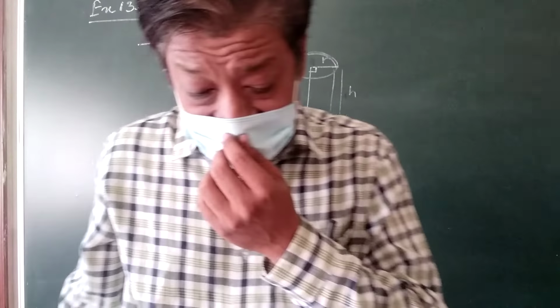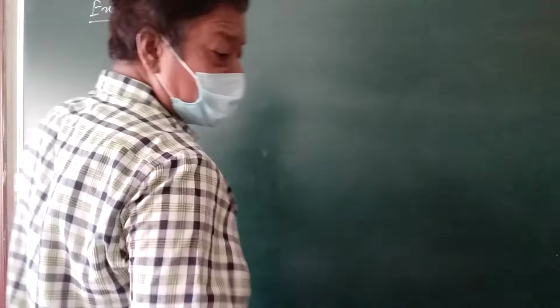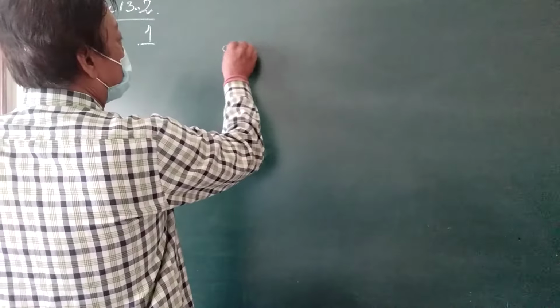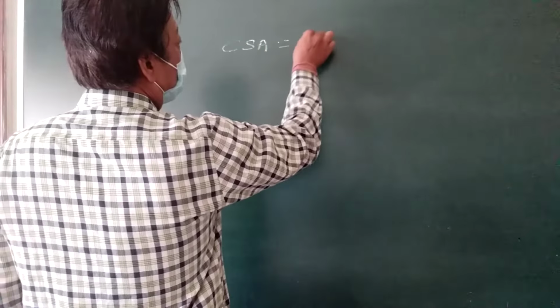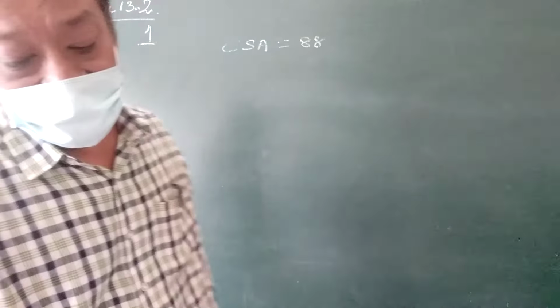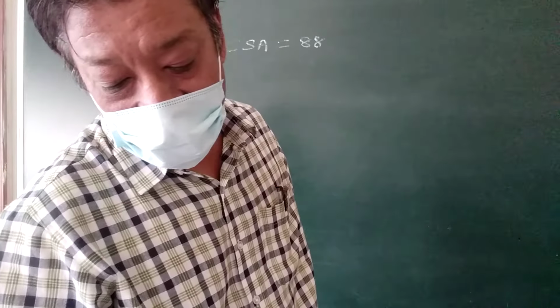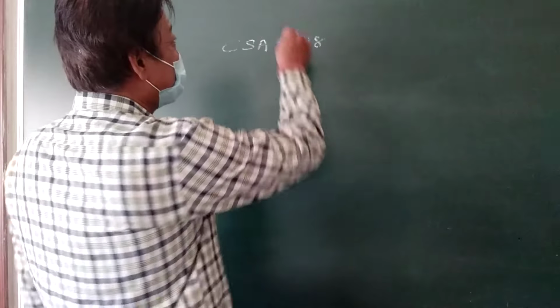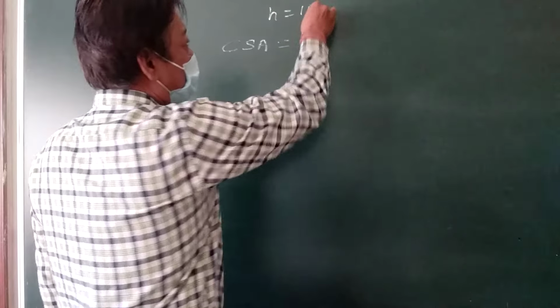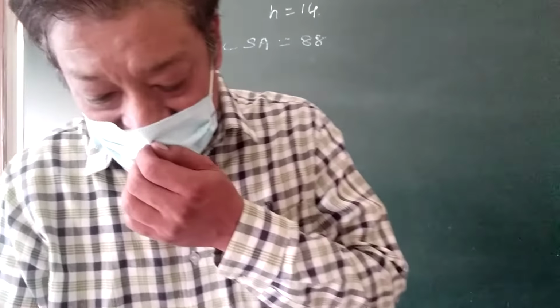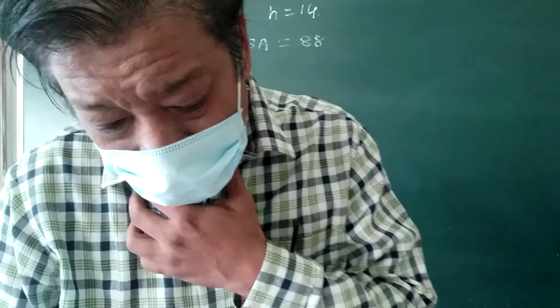Now, in question number 1, it is given that the curved surface area of the right circular cylinder of height 14 centimeter is 88 square centimeter. It is given that the curved surface area of the cylinder is 88 and the height is equal to 14 centimeter.